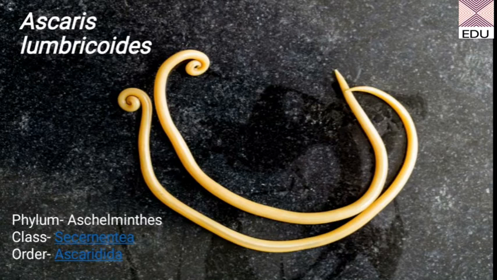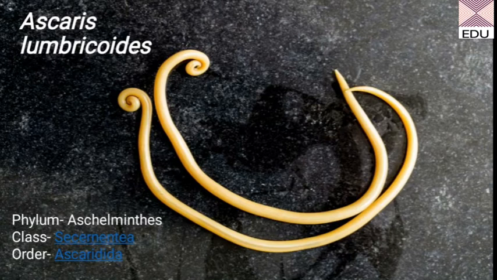They exhibit very little structural advancement over the Platyhelminthes. Major systems are very much similar to the Platyhelminthes, as we have the excretory system. We have the same cells which are called flame cells. They are the very same. So there are many other similarities also.